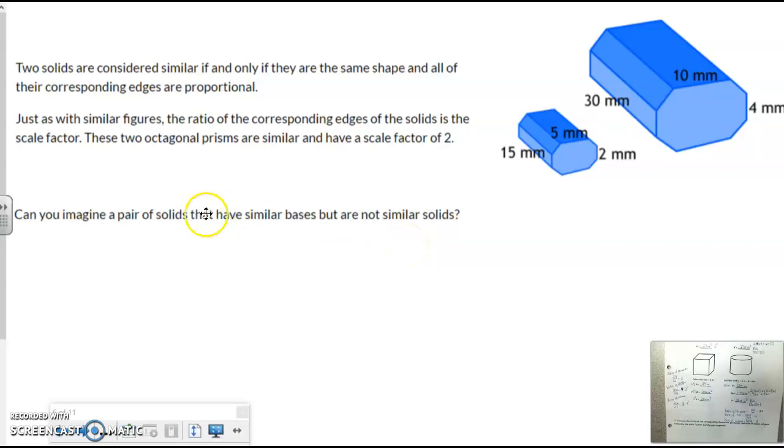Can you think of a figure that has similar bases, but they're not similar solids? So here, if I look at this base, if I keep this as 5 and 2 and this is 10 and 4, those have similar bases. But what if I change the length of that edge to 50? Well, then these are not proportional. So even though the bases are similar, the solids are not similar.